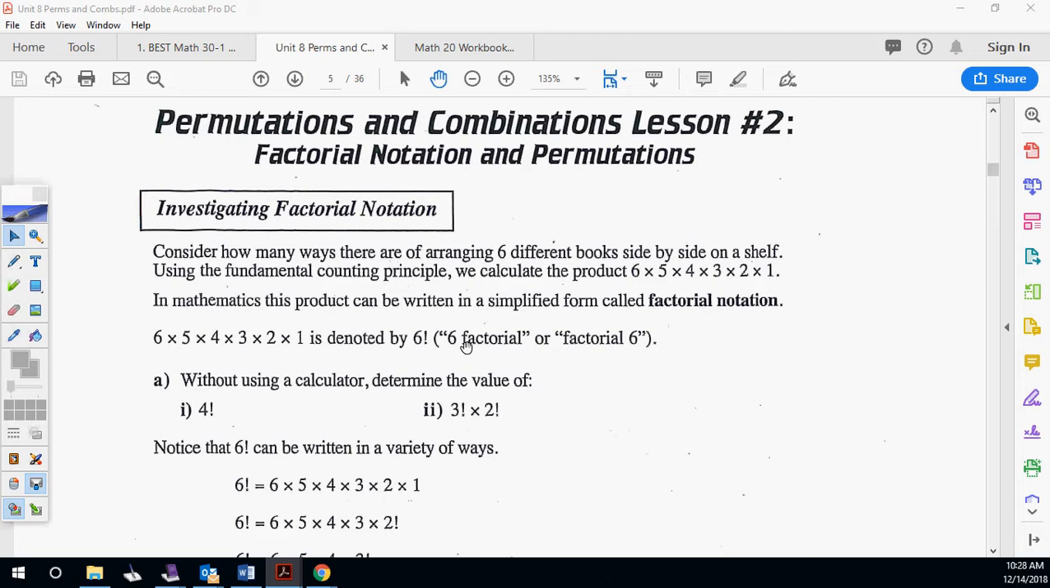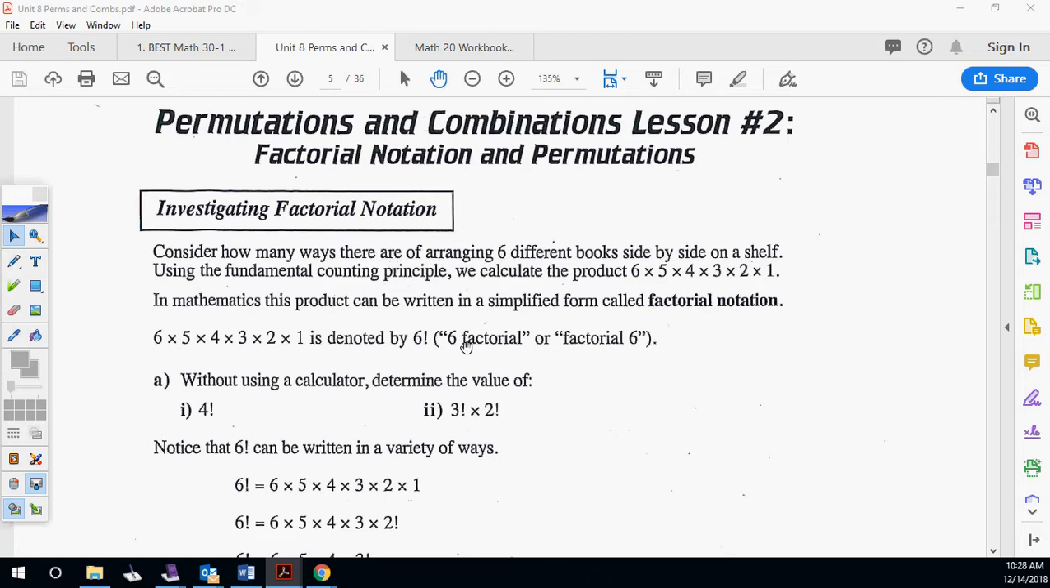Okay, so it says investigating factorial notation. Consider how many ways there are to arrange 6 different books on a shelf. That's one of your questions from your homework. Use the fundamental counting principle. We calculate 6 times 5 times 4 times 3 times 2 times 1. In mathematics, this product will be written in a simplified form called a factorial.